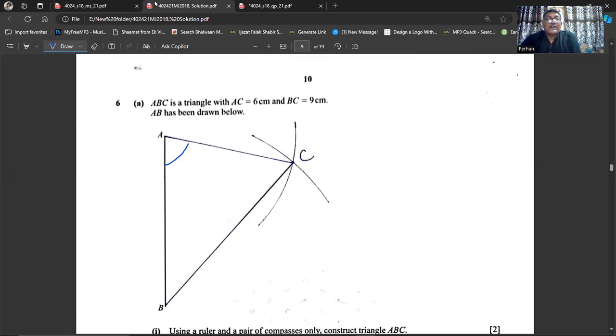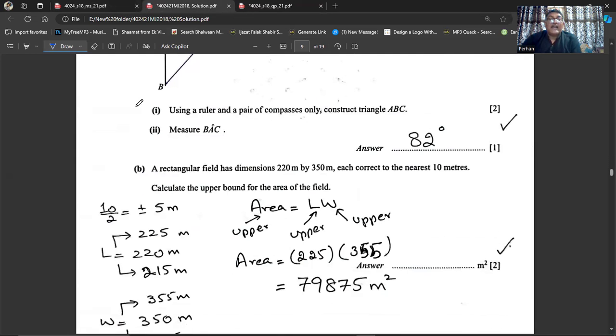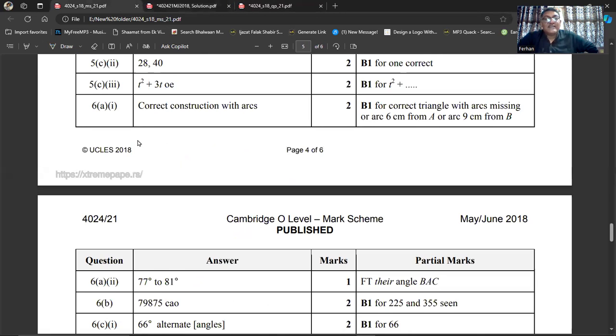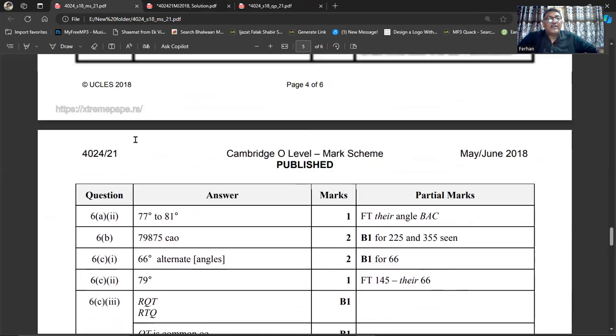So with the help of the protractor, I will place it here and its crosshair will be on A, its 0 on one side will be on the AB line. From here, I will count how much is the angle between the AB line and the AC line. And I have done that and I have got 82 degrees. So I have to measure that angle BAC and it is 82 degrees.